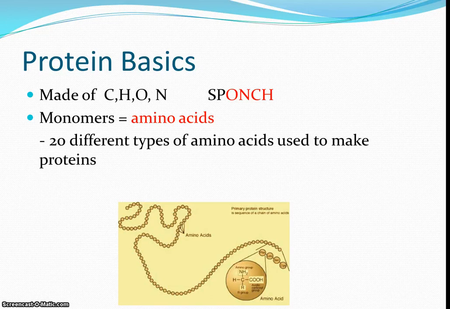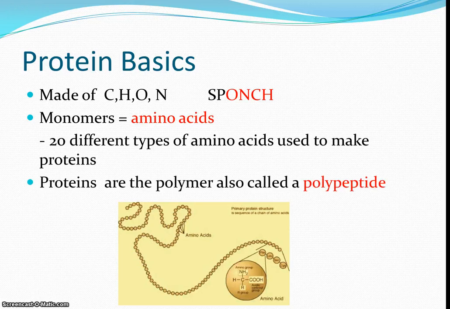Think about it as like the alphabet. The alphabet has 26 letters, and they can be rearranged in certain orders to make words. Well, that's exactly how these amino acids work. There are 20 different types, and they can be rearranged to make different types of proteins.